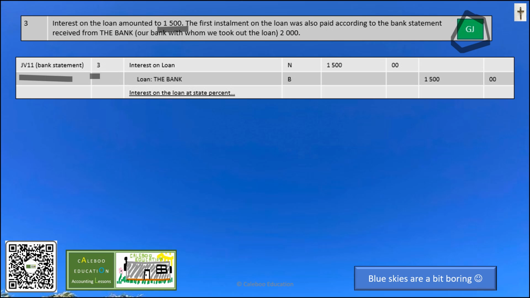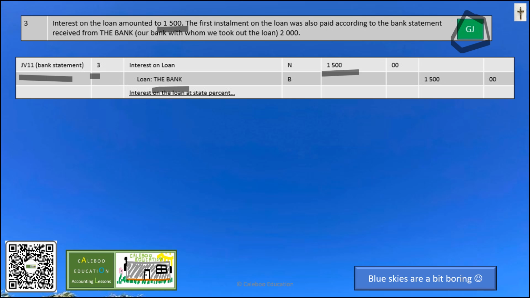It took place on the 3rd. The interest on the loan is 1,500. Now, interest on loan, I'll show you in a moment, is an expense. There's an increase in the expense, so the account gets debited. The loan, which is a liability, has increased. An increase in liability, the account gets credited.